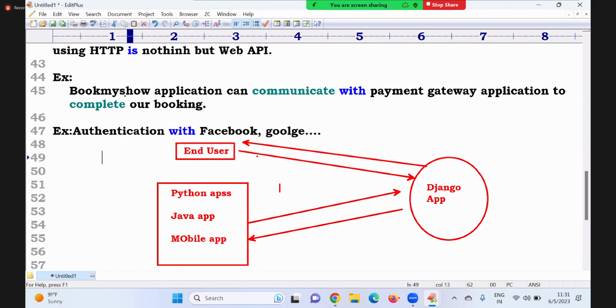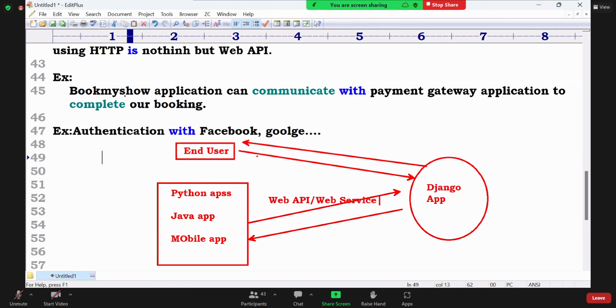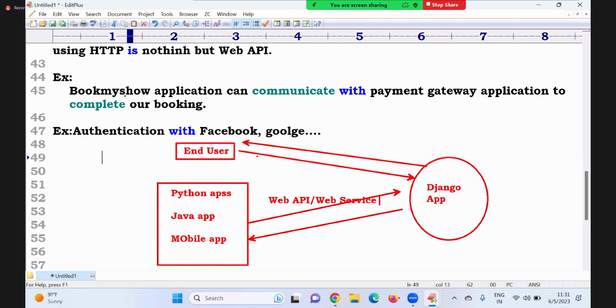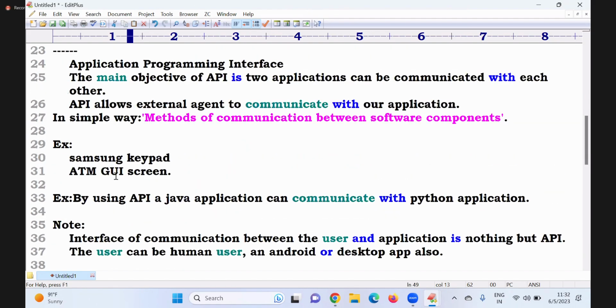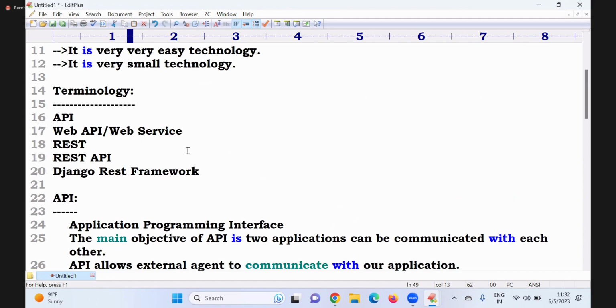A Web API is required, or it is also called a web service. Java people call them web services or microservices. We are calling it a web API. Both are the same. So to communicate between a web application and any other application, a web API is required. Those are the first two terminologies, API and web API or web service.